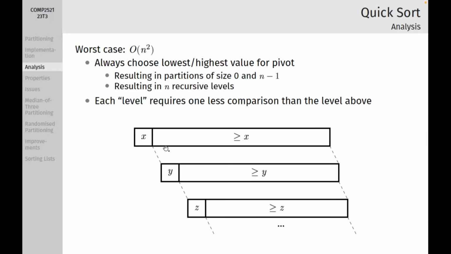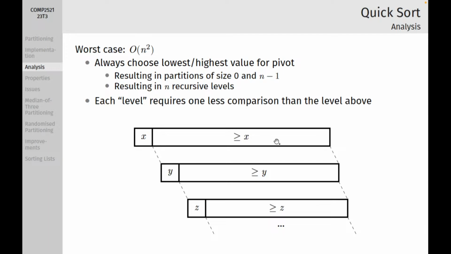Hopefully you can see that in this diagram. So unfortunately here we've chosen the lowest value as our pivot, and now we have to recursively quicksort all of this. And if this keeps happening at every level, then we end up with n recursive levels, and each level is going to require only one less comparison than the level above.